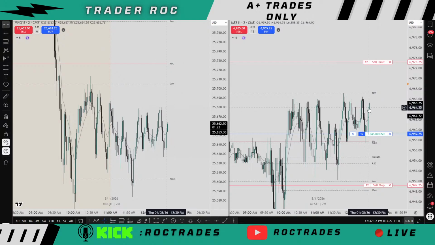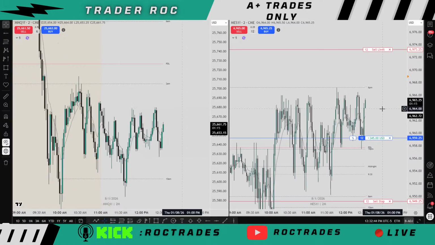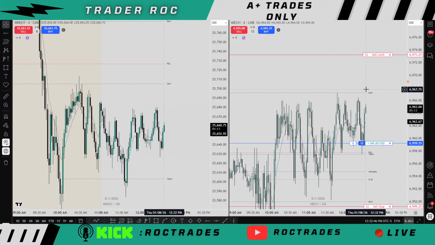We're getting a nice push here. The only way this makes me happy is if we actually break this 6 p.m. high with a strong close. Then we should be in the clear. But as long as price stays in this stupid range here, the very next candle can be bearish.